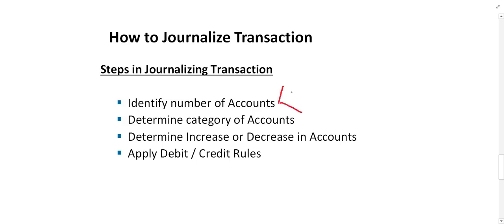At least 2 accounts are involved there. But it can be more than that, right? So at least 2 accounts are involved, but it can be more than that. Number 2, determine categories of accounts. How can you determine categories of account? Category of account can be determined based on American approach, or otherwise you can determine it based on British approach. But American approach is simple, so we will follow American approach. After that, determine increase or decrease in the account.